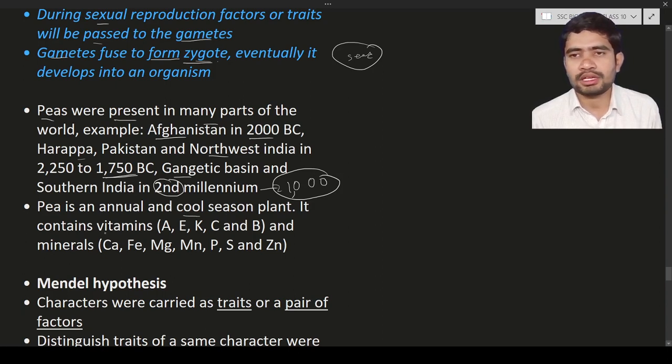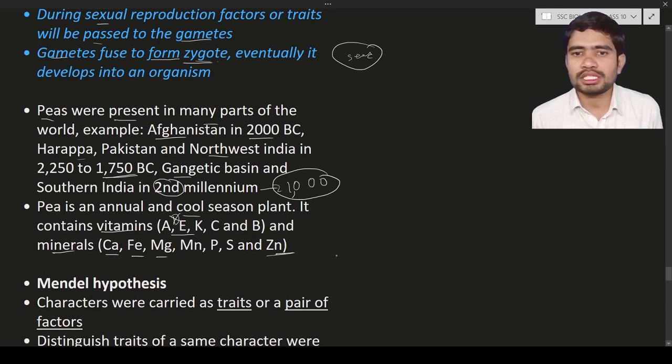So it contains different kinds of nutrients like vitamins and minerals, especially vitamins like A, D, E, C, and K. Those are vitamins, but if you carefully observe, only vitamin D is missing, and except vitamin D all vitamins are present, and minerals like calcium, iron, magnesium, manganese, phosphorus, sulfur, and zinc. These all are the minerals that are present. These minerals and vitamins both are important for normal body function.